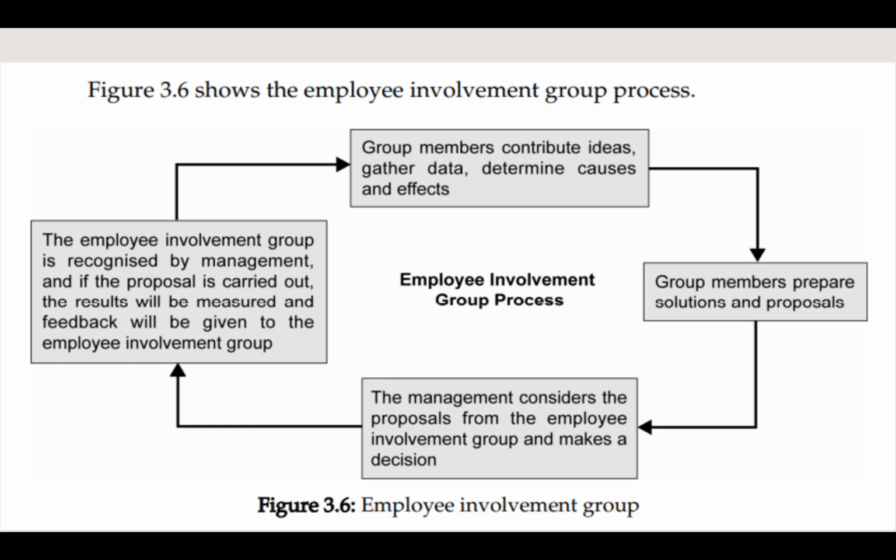First, group members contribute ideas, gather data, and determine causes and effects. After that, group members prepare solutions and proposals. Next, the management will consider the proposals from the employee involvement group and make a decision. Lastly, the employee involvement group is recognized by management, and if the proposal is carried out, then the result will be measured and feedback will be given to the employee involvement group.